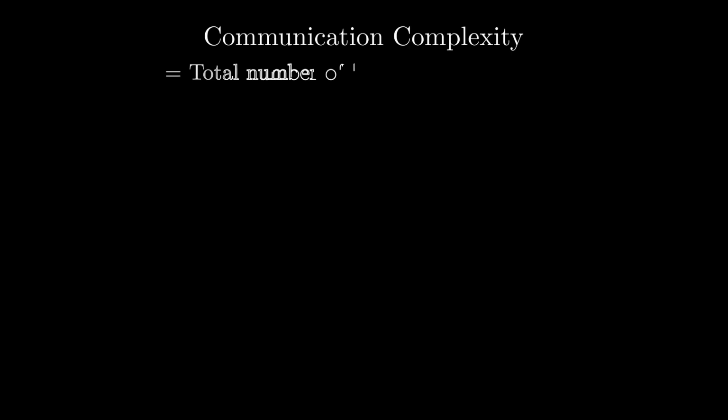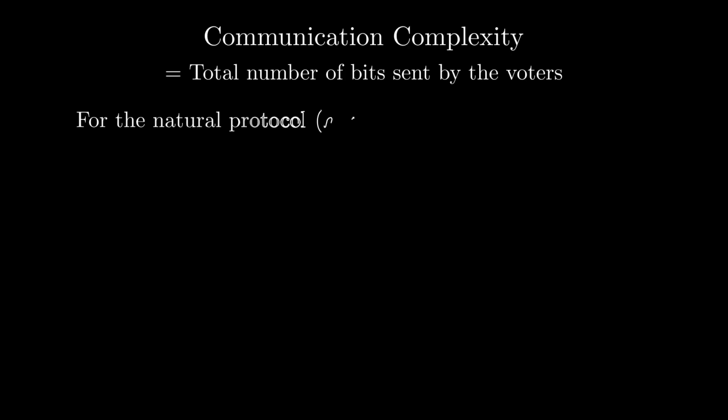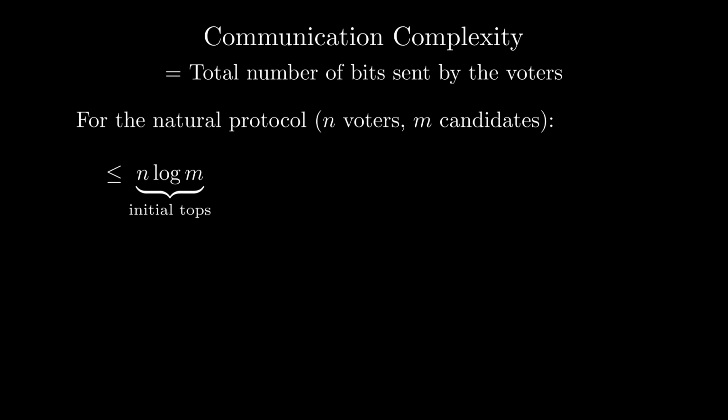The communication complexity is defined as the total number of bits sent by the voters. Let's compute it for the natural protocol. First, each voter sends their top candidate. That's log m bits each, so n log m bits in total.